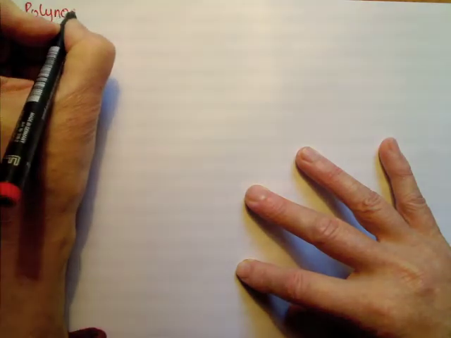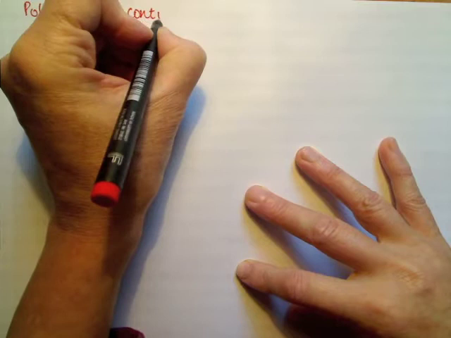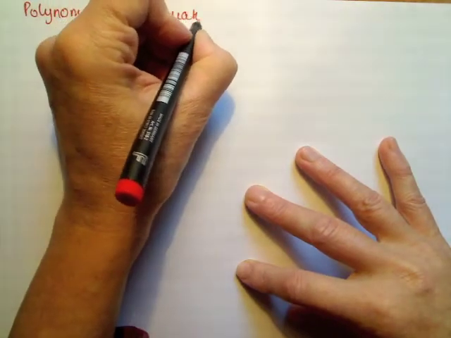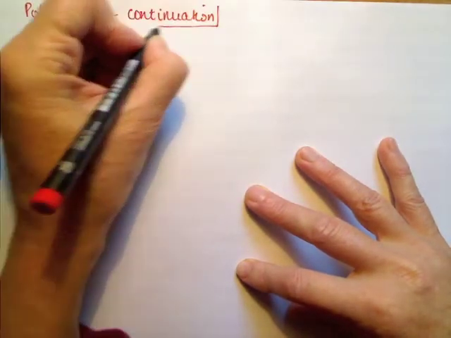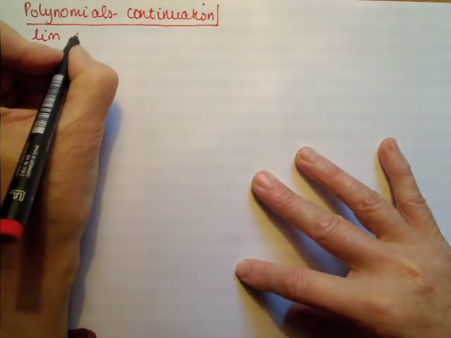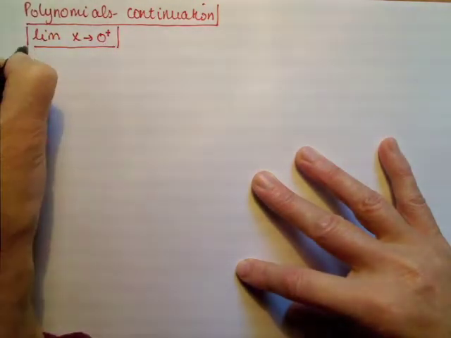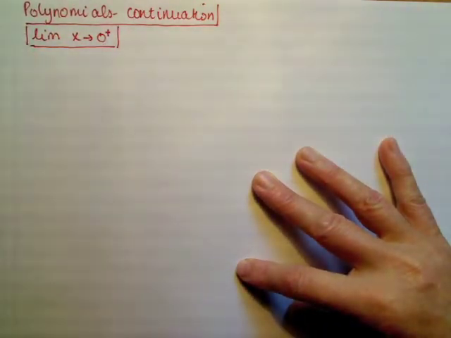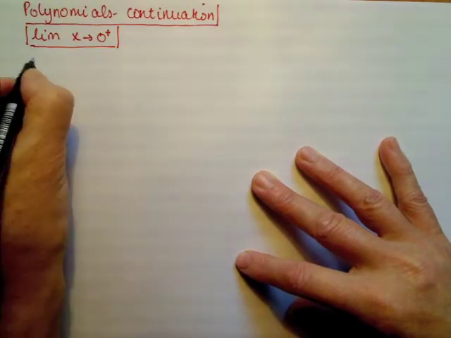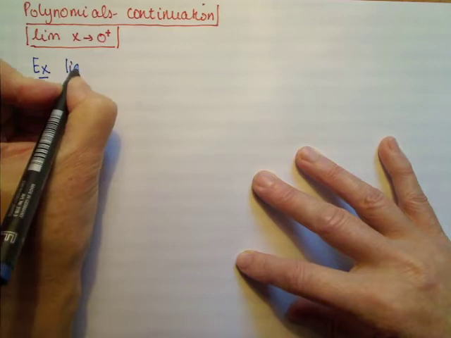Okay, so we will continue our study of limiting values for functions involving polynomials. And this video will concern limits for x tending to 0, but then from the right. We will illustrate what happens by a few examples. And the first example is the following.